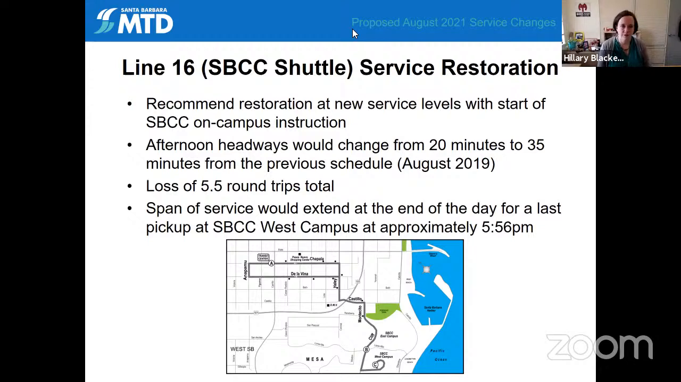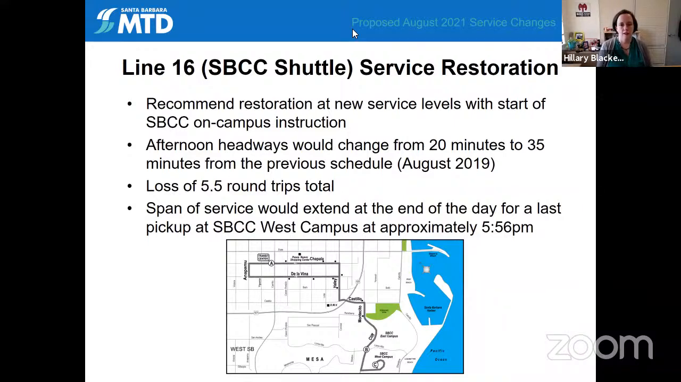Actually, last year, just before the pandemic broke out, we were planning a new schedule for the Line 16. We're adjusting the afternoon headways. They were 20 minutes, 20-minute service all day. There's a portion of the afternoon that we're recommending to reduce down to every 35 minutes. In the morning, it'll still be 20 minutes. That's really peak service, but the ridership drops a bit in the afternoon, and so we thought this would be sufficient. That loses 5.5 round trips total in a day, but the span of service would extend slightly at the end of the day, for the last pickup at West Campus at about 5:56.